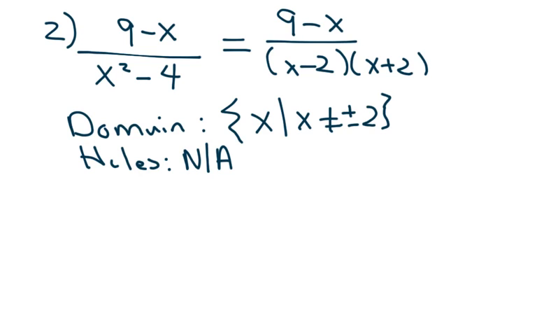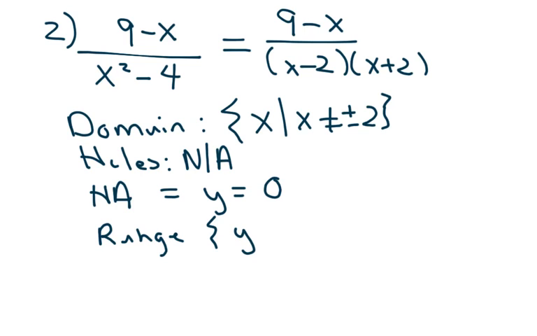And then for my horizontal asymptote, since the degree in the numerator is 1 less than the denominator, or basically smaller, it means y equals 0. And then for the range, I don't have to worry about holes, so that just means that my range is all y, such that y cannot be 0. So all y, but y cannot be 0.